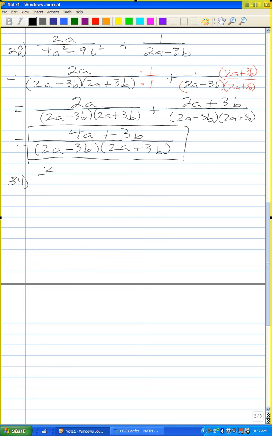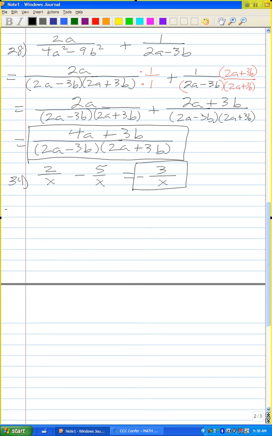2 over x minus 5 over x. In exercises 30 through 55, subtract the rational expressions. So I have a common denominator of x, subtract numerators. 2 minus 5 is a negative 3. And that is your answer.